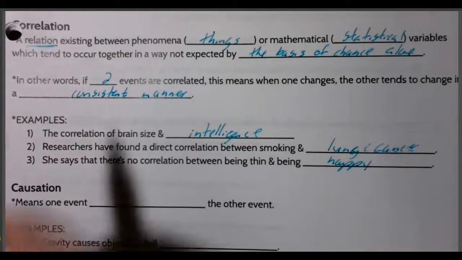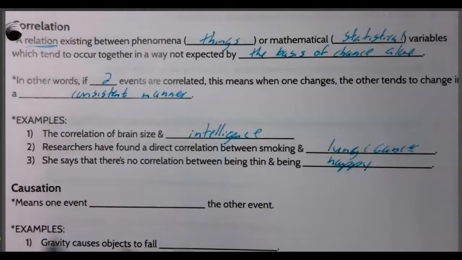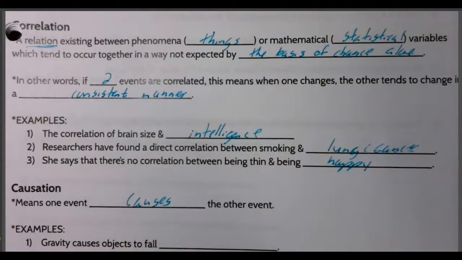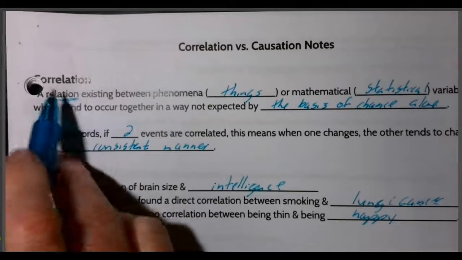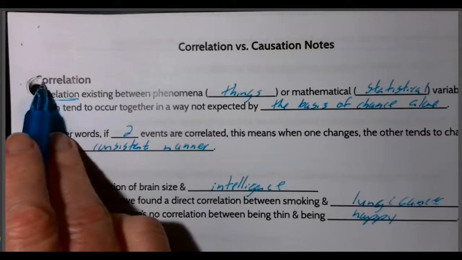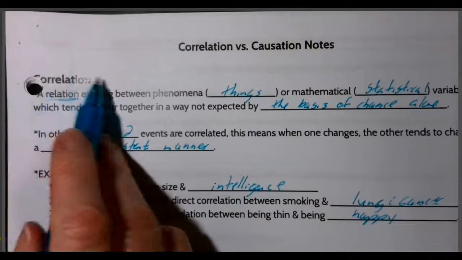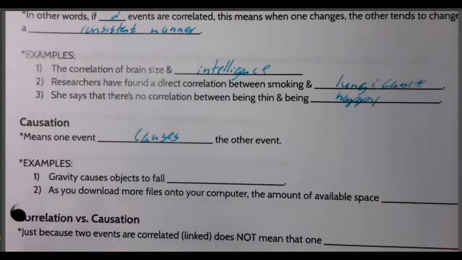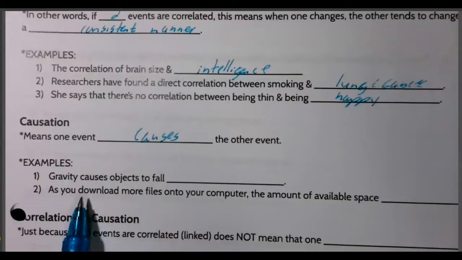Now, causation, so that's correlation. Causation means one event causes, hence the name, the other event. If you look at the word correlation, look how that root word is relation, so correlation. They are connected somehow, not necessarily one causing the other. So causation, let's go back to that.